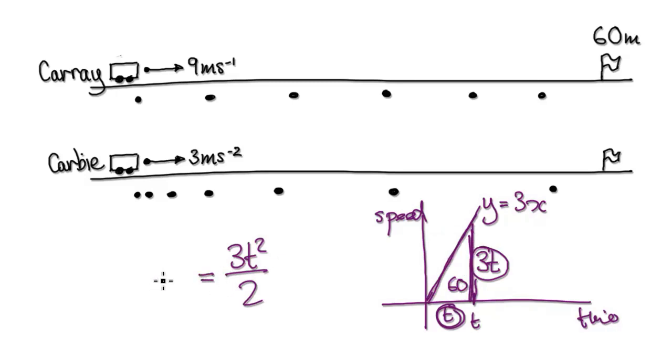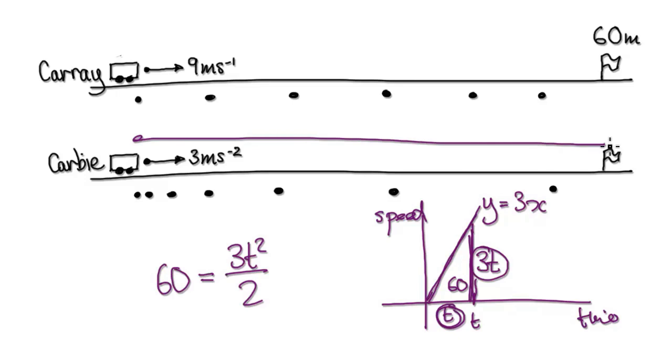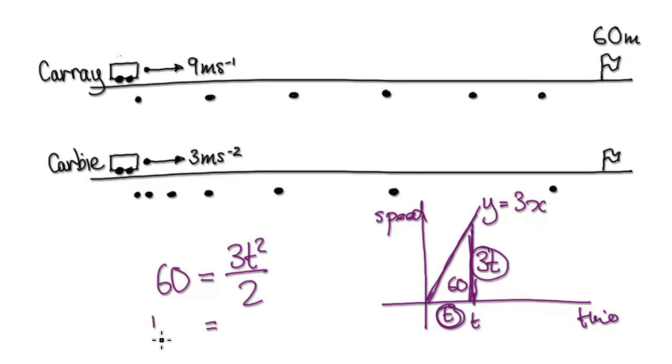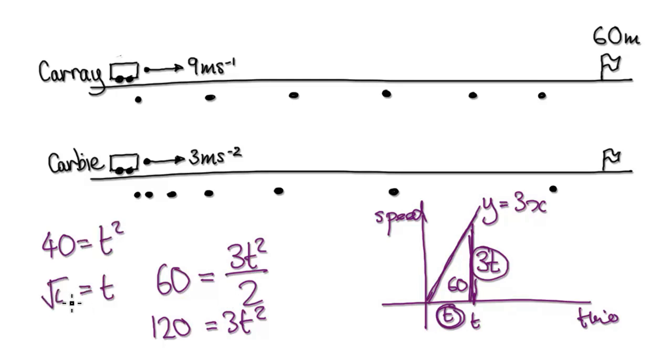That will represent a distance traveled, but we want the distance to be 60. So we put the 60 into the d, and then work out the time that will cover 60 meters. Now just work out t. Times both sides by 2, so that will be 120 equals 3t squared. Divide both sides by 3, so that will be 40 equals t squared. So t equals root 40.